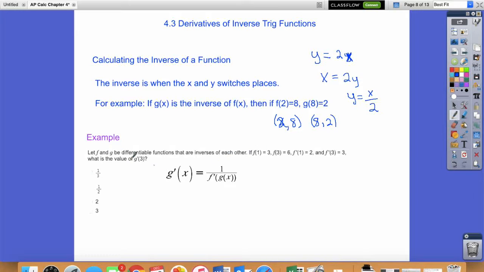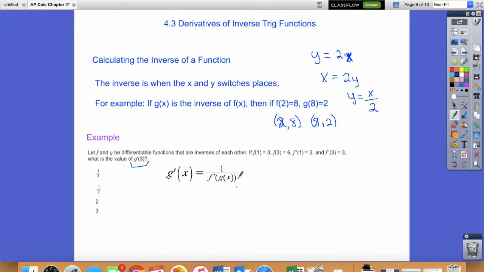So you could see a problem that looks like this example. It says that f and g are inverses of each other, and it gives us all these values. It gives us f of 1 is 3, f of 3 is 6, the derivative of f of 1 is 2, and the derivative of f of 3 is 3. Now what they're asking for, though, is what is the value of the derivative of g at 3.